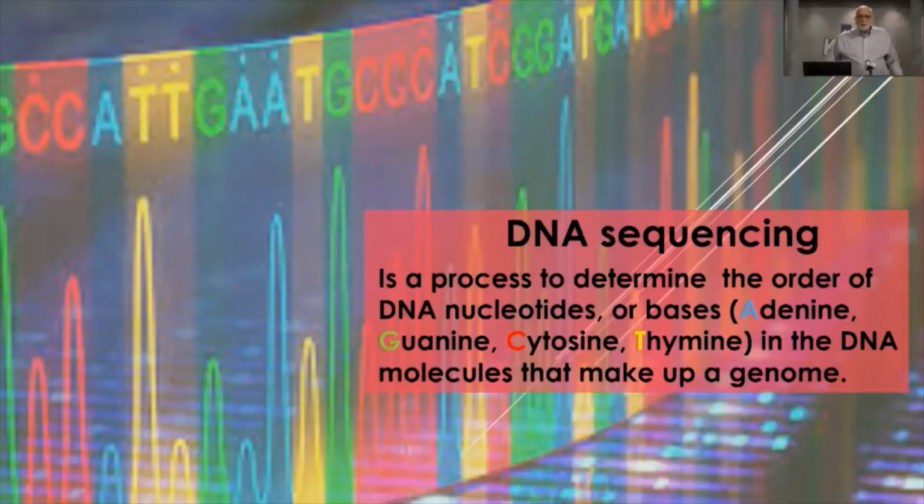So what is DNA sequencing? DNA sequencing is the process we use to determine the linear order of these DNA nucleotides or bases. A stands for adenine, G stands for guanine, C for cytosine, and T for thymine. And we want to understand the order of these four bases in the DNA molecules that make up the genome.